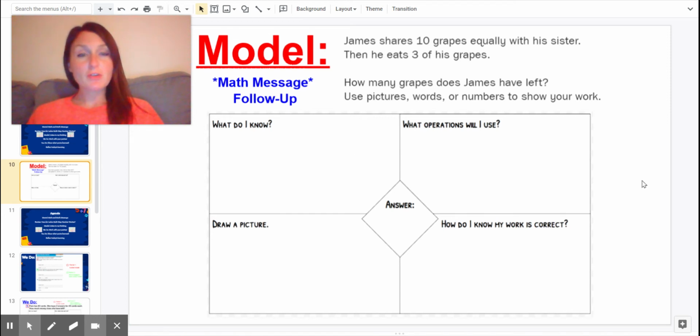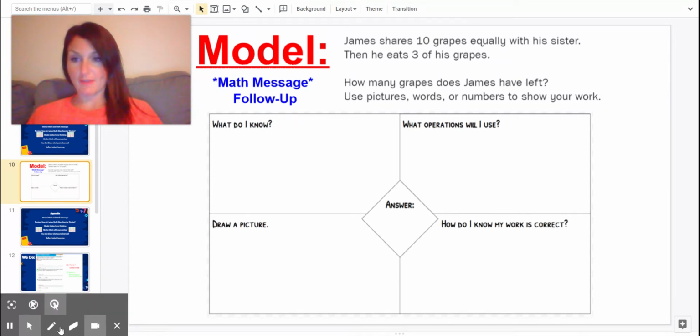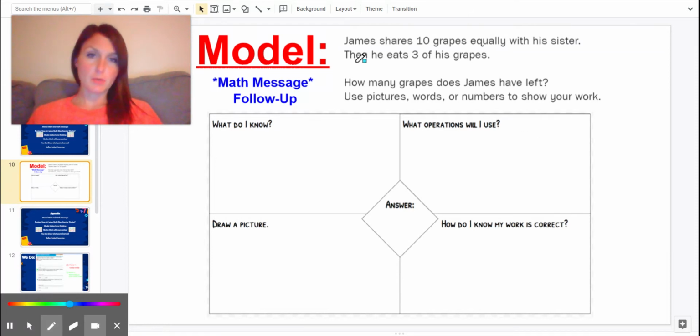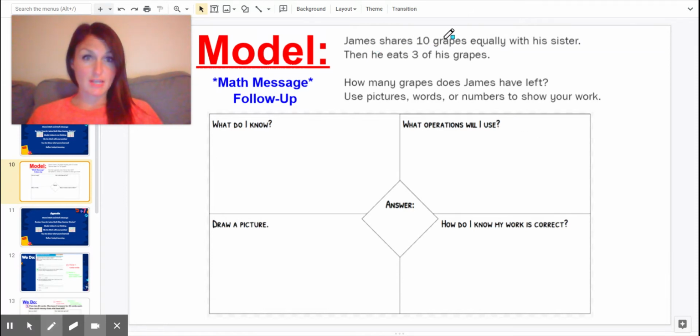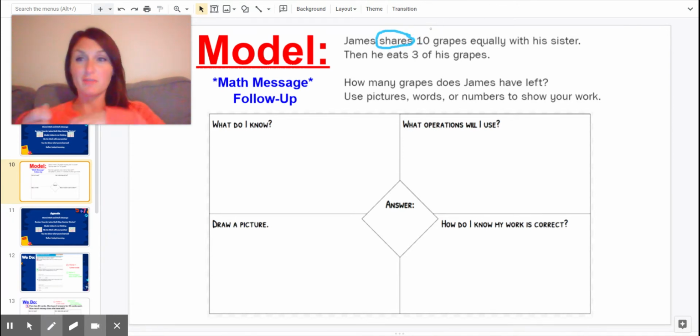All right, so I'm going to show you how I would solve your math message that you already worked out. And you're going to see how I can use this graphic organizer to help me show my thinking. So here it says James shares 10 grapes. So I see the word shares. When I think of shares, I think of people giving something to others. So I know that means to divide. And he is dividing his 10 grapes.